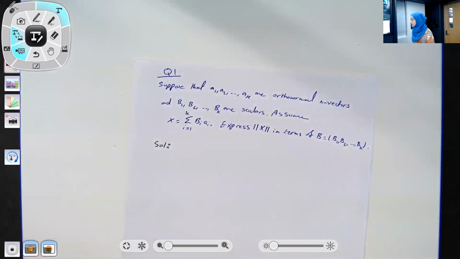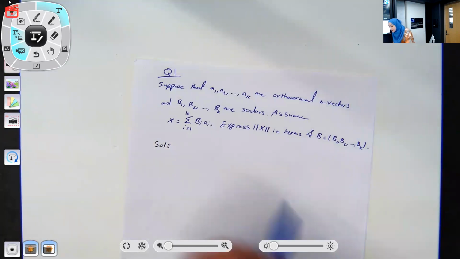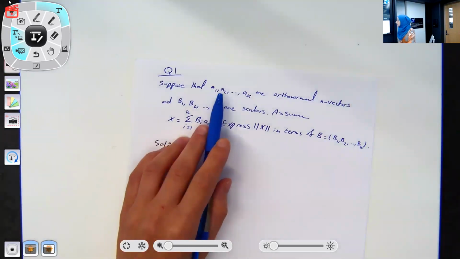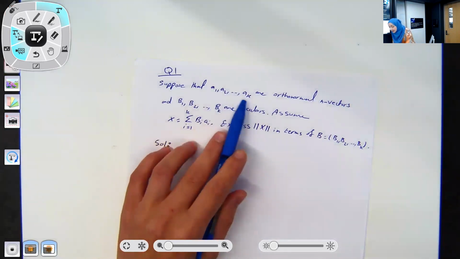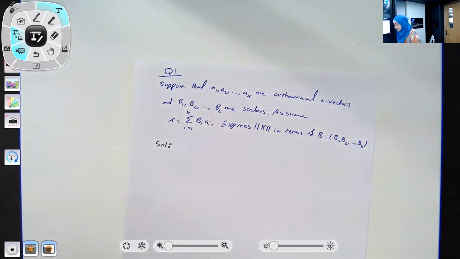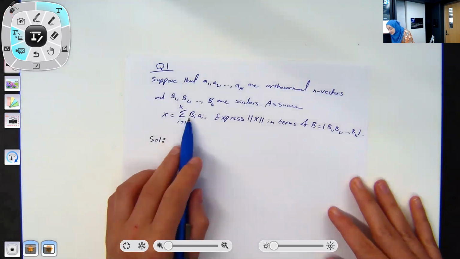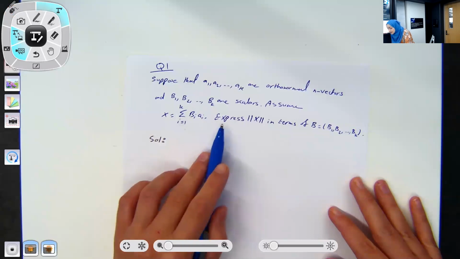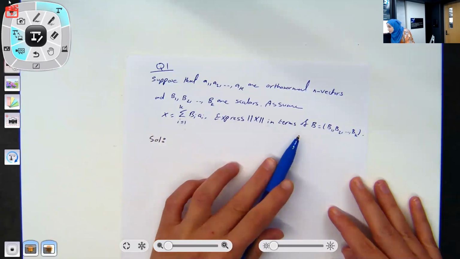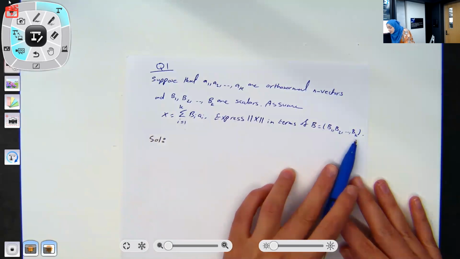Hi, everybody. Let's start with question 1. In question 1, they ask, suppose that A1, A2, up to AK are orthonormal vectors. That means the length of each one is n. A1 is a vector, A2 is a vector, up to AK. And B1, B2, up to BK are scalars. These may be any number. Assume that X equals the summation from I equals 1 to K of BI multiplied with AI. Express the norm of X in terms of B, which equals B1, B2 up to BK.